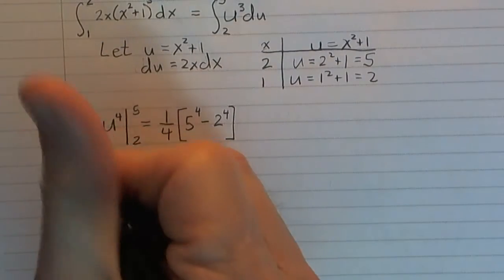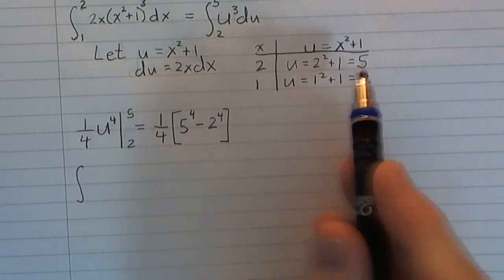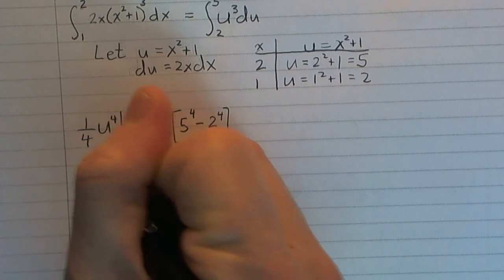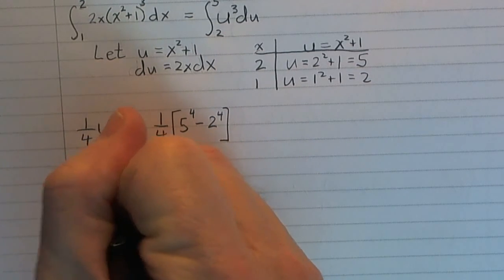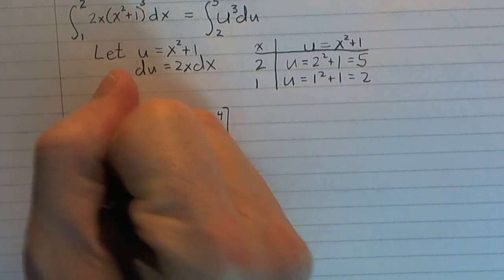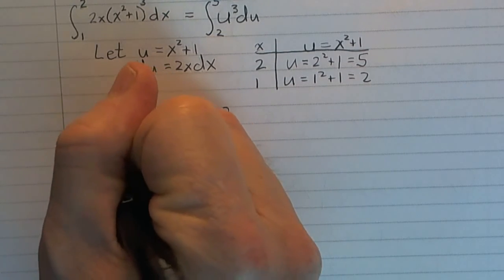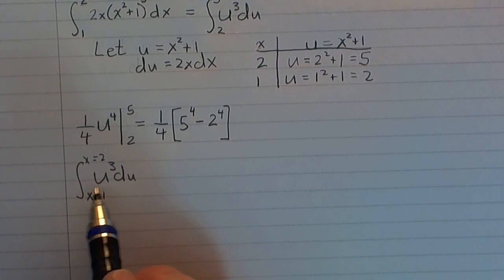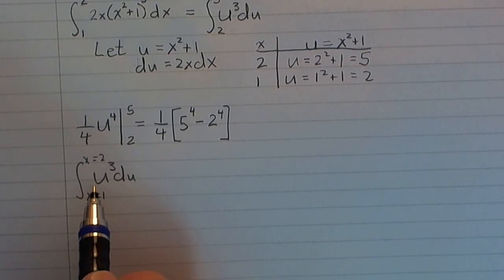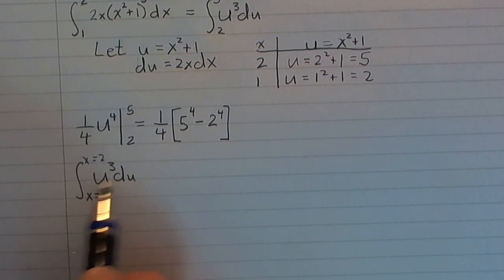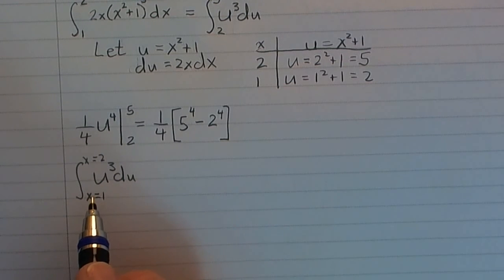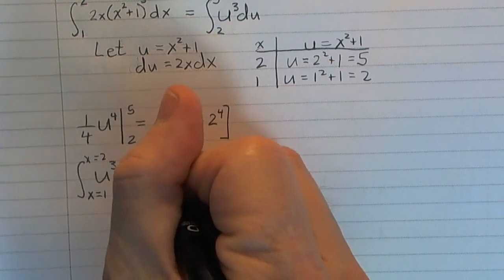Now there's another option to this. If we didn't want to do this business up here in changing the x's to u's, we could say this is u cubed du, and then we could say x equals 1, x equals 2. And that would do it also. Because if you do it this way, these bounds are not pertaining to u, they're in terms of x. If you leave this off, if you don't say x equals, then it's automatically assumed that u is going from 1 to 2.